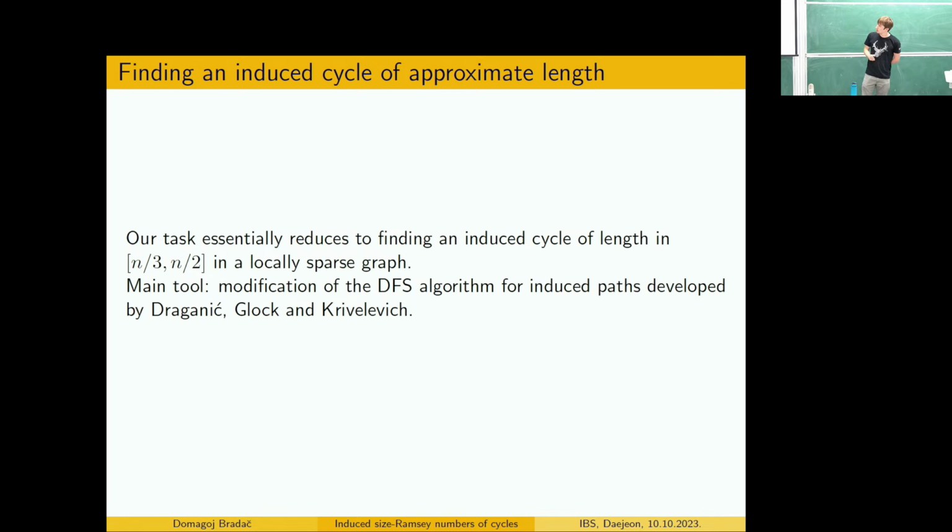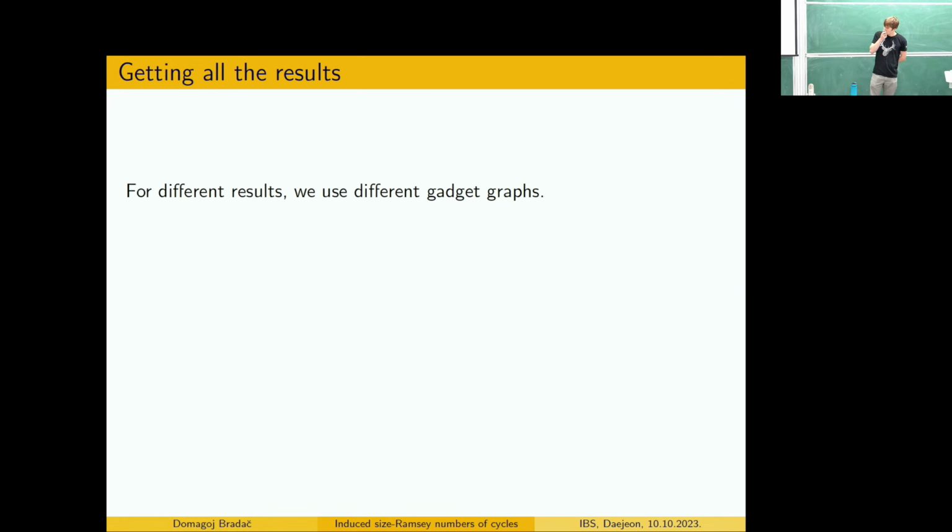And now, the main tool that we use is a modification of the DFS algorithm for induced paths, which was developed by Draganić and Krivelević. And this is how they get their bound for the induced size-Ramsey number of paths. Now, as I mentioned, to get different results, we use different gadget graphs. The rest of the proof is the same, and you need to tweak the parameters a bit.